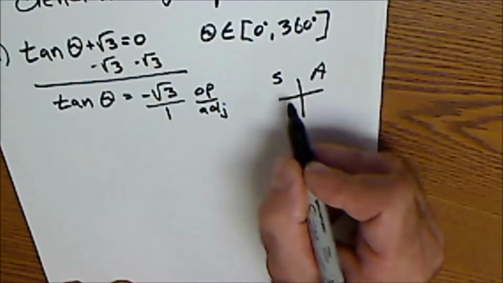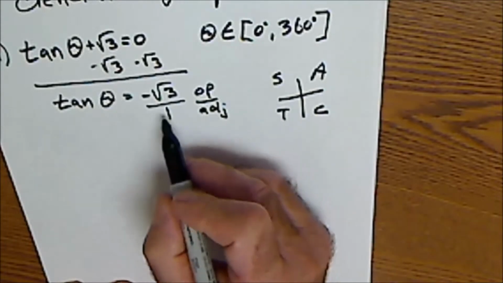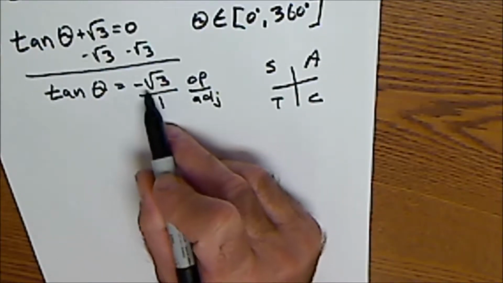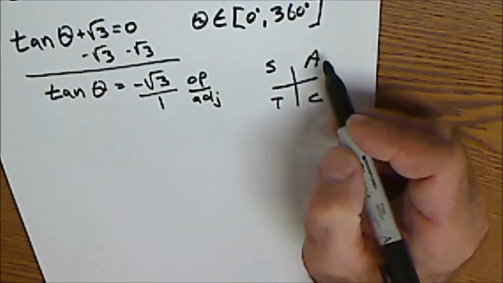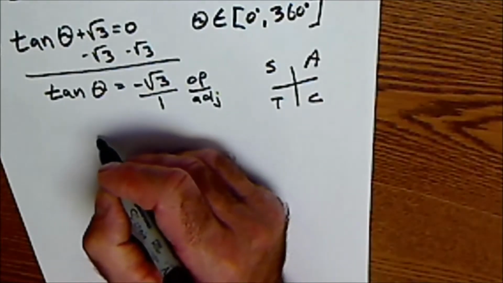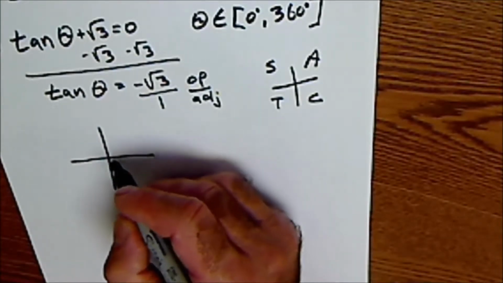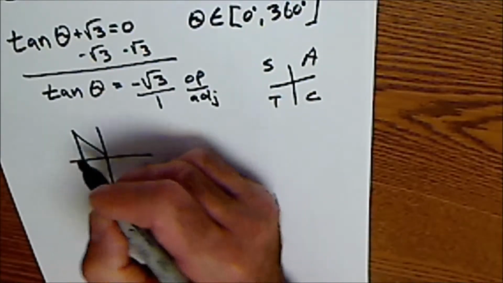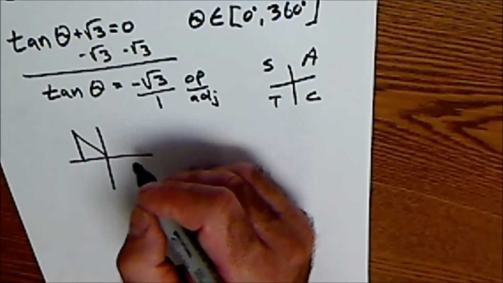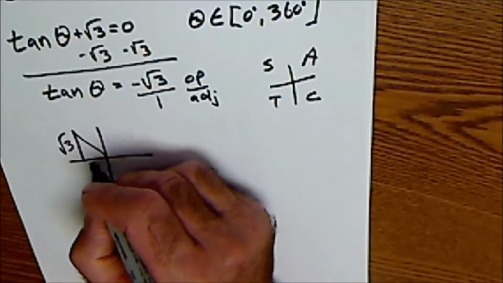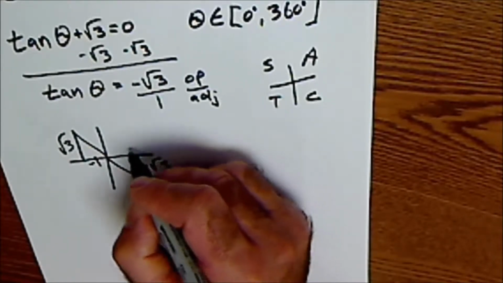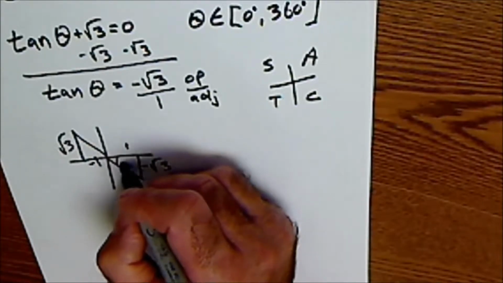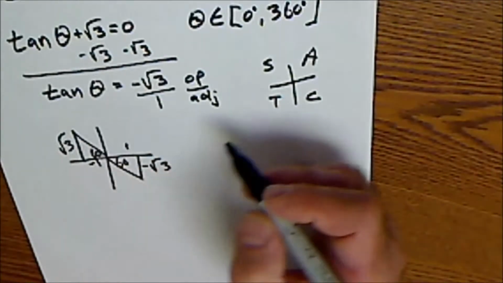I like this mnemonic device. All students take calculus, meaning that if I have a negative ratio of sides for tangent, it'll be in the second and fourth quadrants, positive in the first and third. So I draw out those triangles where my opposite is root 3 over negative 1, or down here where my opposite's negative root 3 over 1. These are 60 reference triangles.